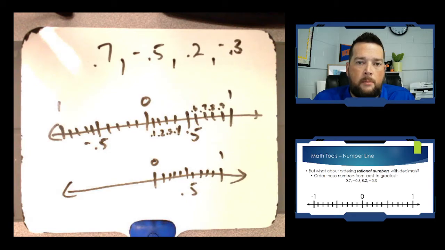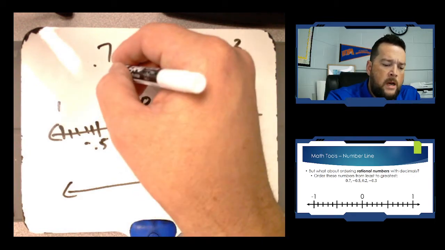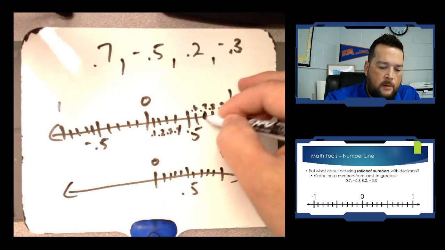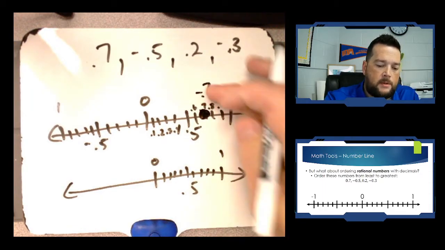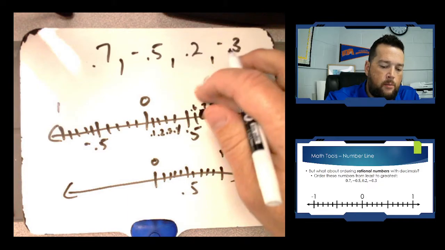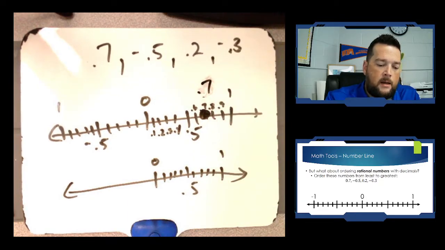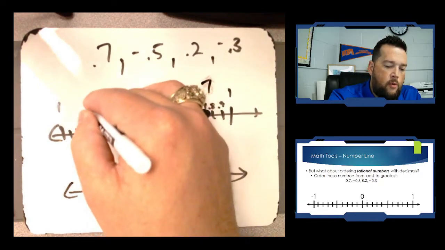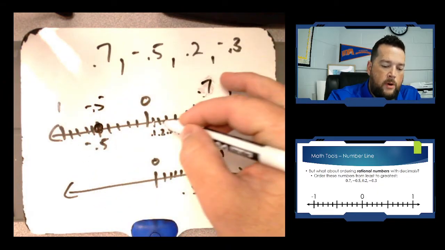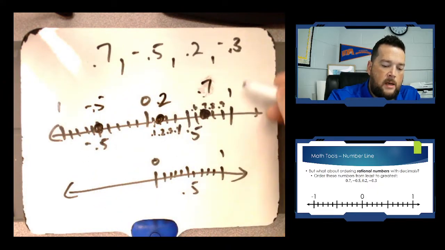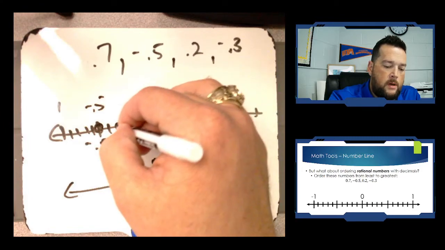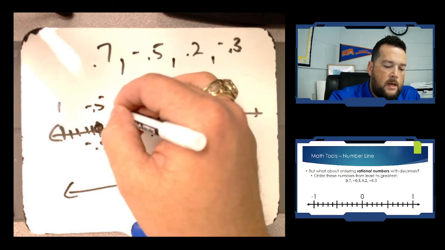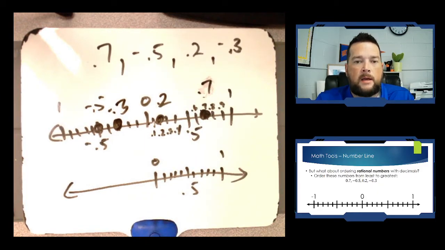So those are our numbers right there. We need to plot them. I'm going to go to 0.7. There's my dot. I'm going to label it right over the top. Sorry, not -0.7. That's just regular 0.7. All right, then I'm going to go -0.5, then I have 0.2, just like this, and then I have -0.1, 0.2, 0.3, just like that. And then I can read them.